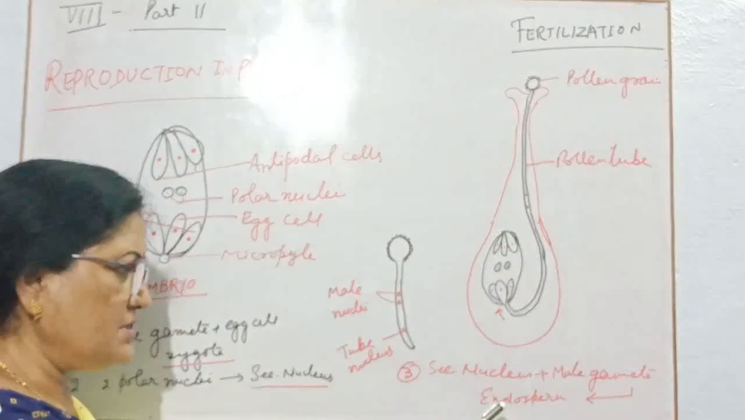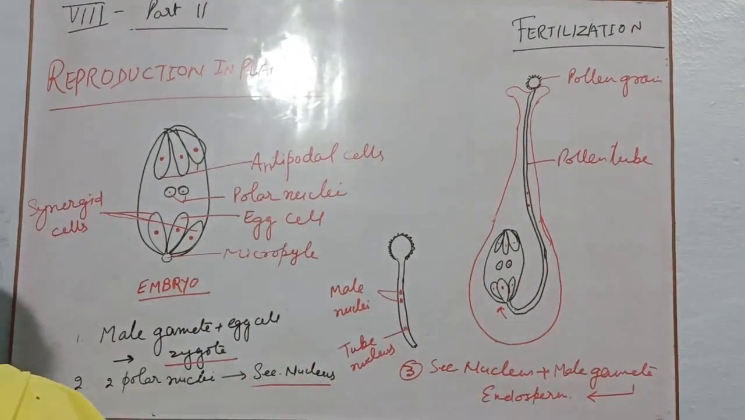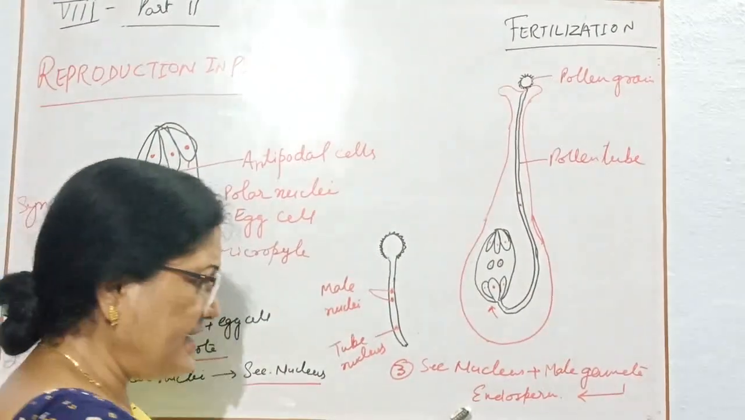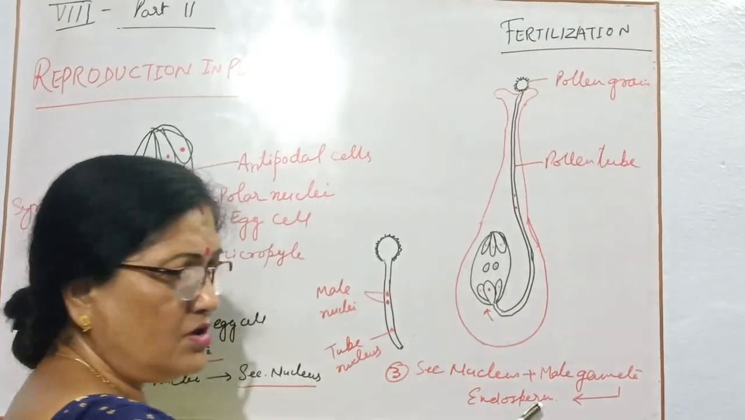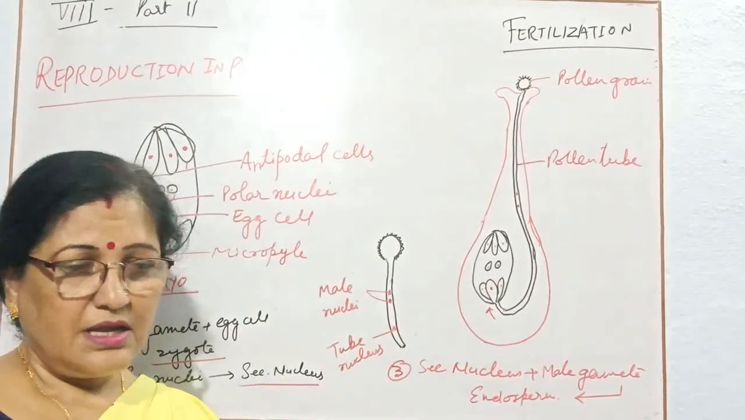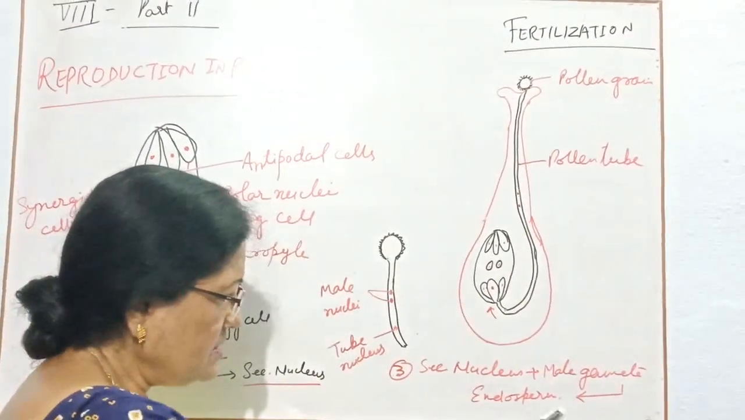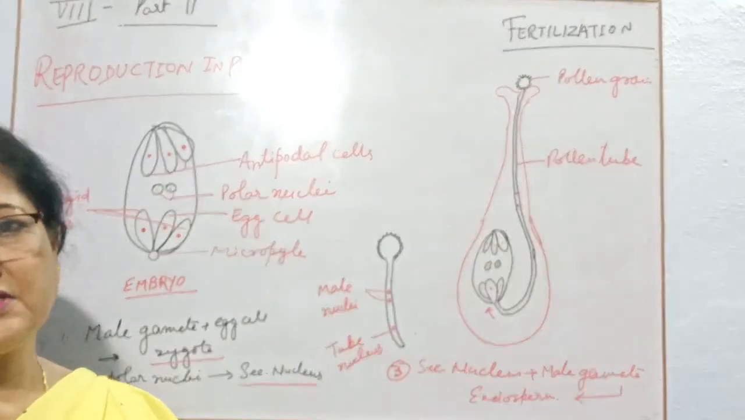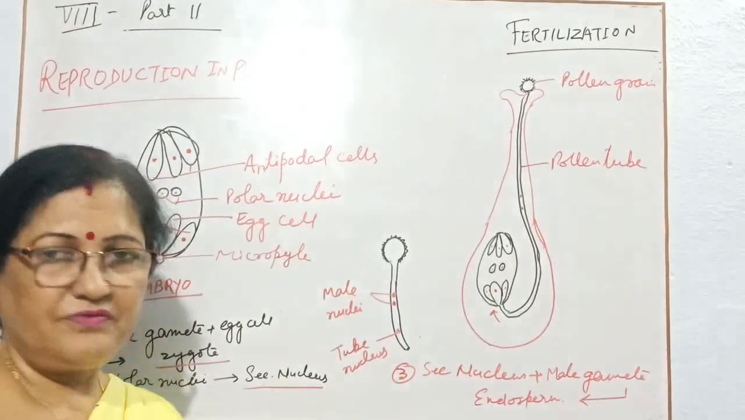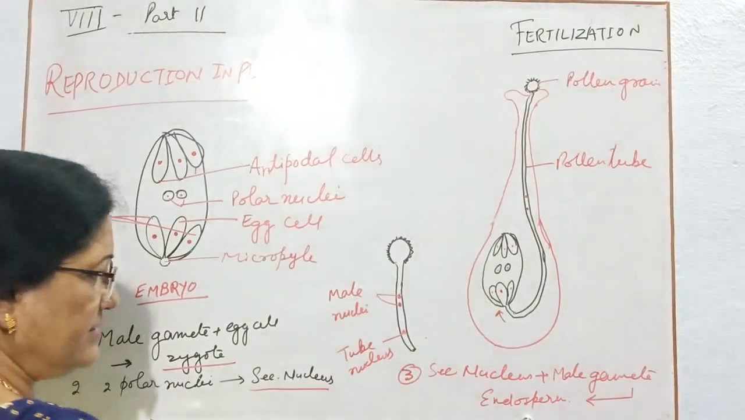If they are dicot, then the endosperm gets destroyed and the stored food is present in the cotyledon. And if it is a monocot, like rice, wheat, maize, they have endosperm because they are monocotyledonous seeds and their stored food is present in the endosperm. We will clear it in the next chapter.